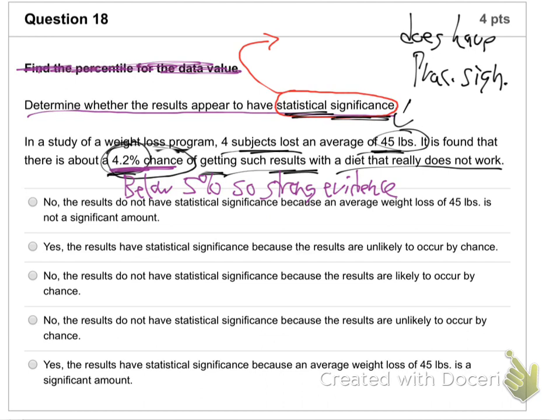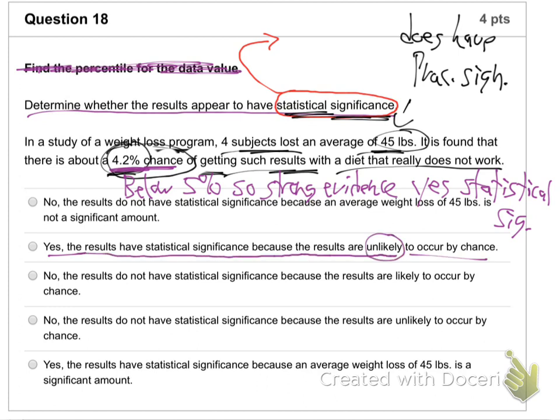Make sense? So that is, yes, that's statistical significance. That's strong evidence beyond a reasonable doubt. All right, so we would say yes. There's a couple of yeses, aren't there? The results have statistical significance because the results are unlikely to occur by chance. Yeah, exactly. They're not likely to happen by chance. Something caused it. It wasn't just chance.